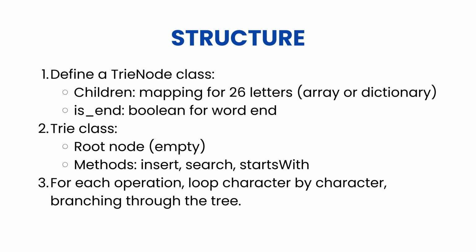Define a trie node class. Children, a mapping for 26 letters, array or dictionary. is_end, a Boolean for word end. Trie class: root node, empty methods. Insert, search, startsWith. For each operation, loop character by character, branching through the tree.